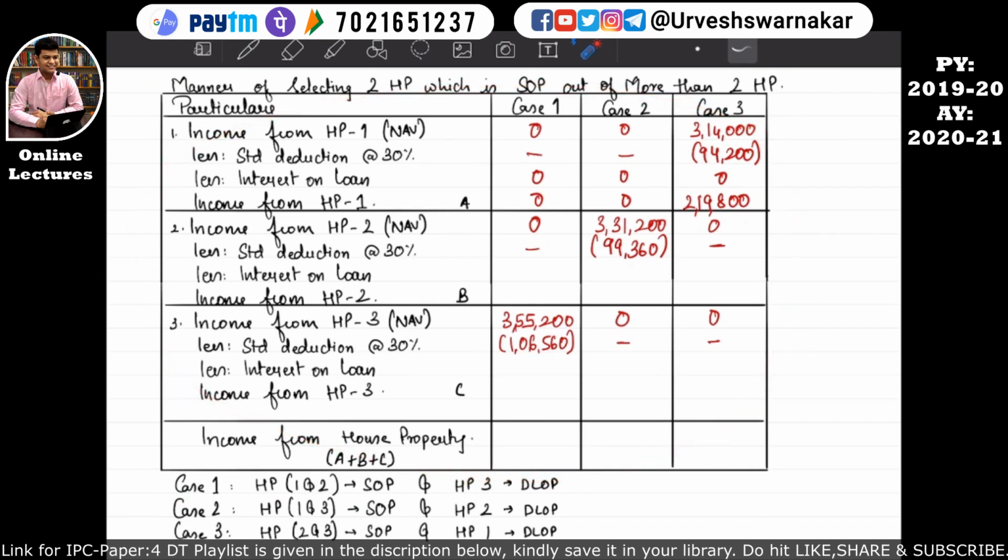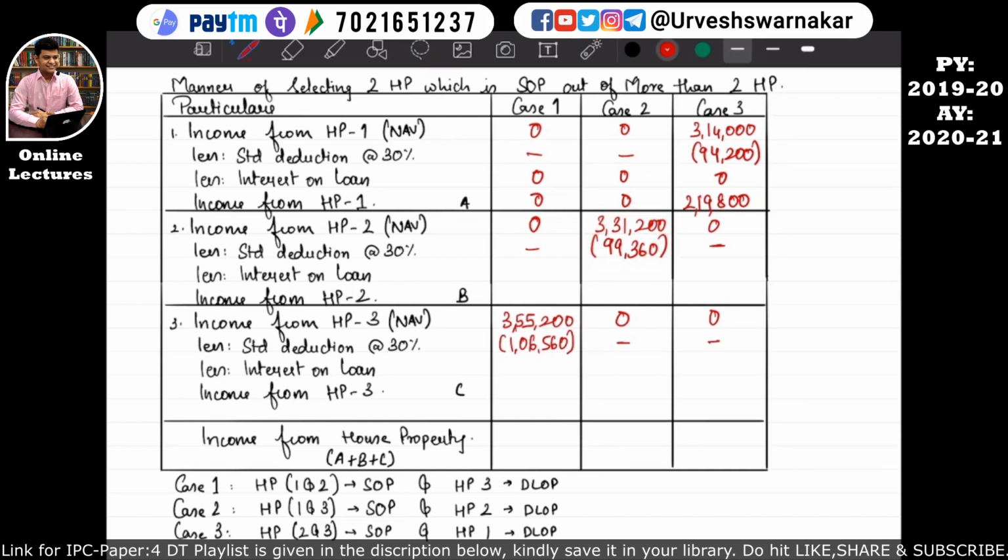Okay, so let's feed the detail for the next part, that is, if the house property number 2 is considered as self-occupied house property or deemed let out house property. SOP, DLOP, SOP, that is what here in case 2 we have written. 1 and 3 are SOP and house property number 2 is DLOP. That is what we have done over here.